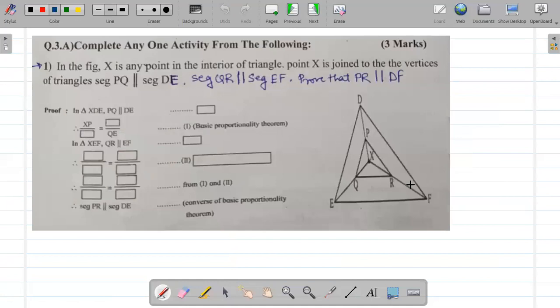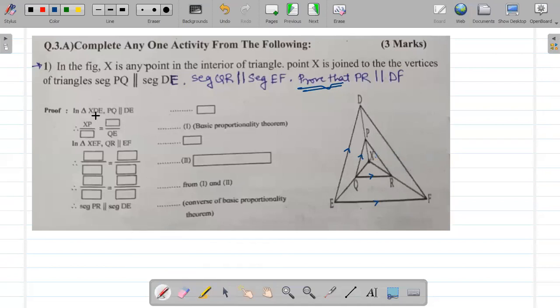Okay, so in this given triangle, X is a point in the interior of the triangle. PQ is given to be parallel to DE. RQ is parallel to EF. PR is parallel to DF. And then we are asked to fill these boxes. To prove that, yeah, we have to prove that PR is parallel to DF. That part is something we need to prove.